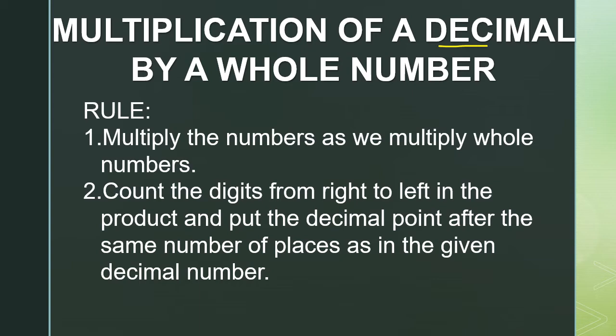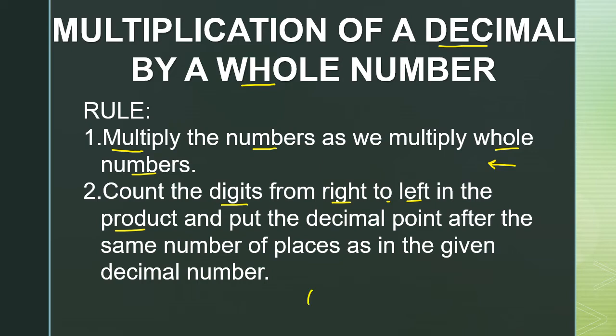Now if we have to multiply a decimal number by a whole number, we have to follow the given steps. Firstly, we will multiply the numbers as we multiply whole numbers. We have already learned how to multiply whole numbers. So in the same way, we will multiply decimal numbers also, ignoring the decimal points. Then we have to count the digits from right to left. That means from the right side we will count the digits in the product and put the decimal point after the same number of places as in the given decimal number.